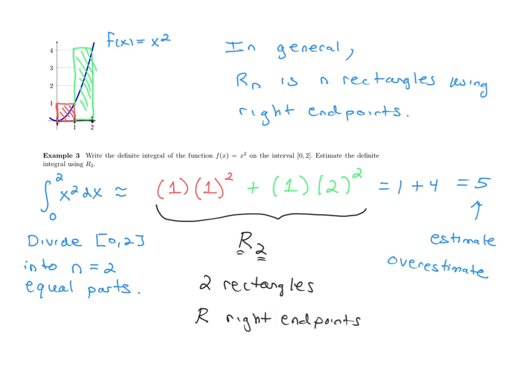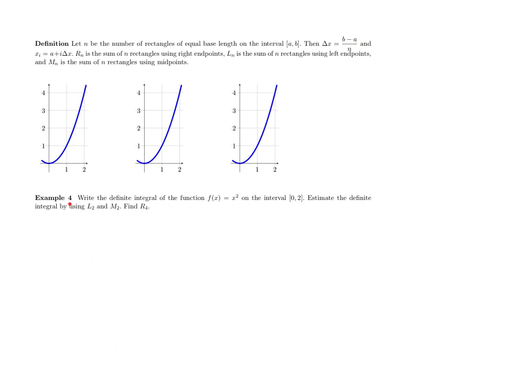So let's expand on this. Let's see if we can get different estimates and, in fact, maybe get better estimates for the exact value of this definite integral. So in example 4, what we'll do is use the same function f of x is equal to x squared, and we're going to come up with 3 different estimates. We will estimate the exact area by using L2, M2, and R4.